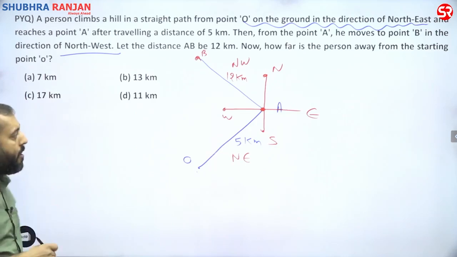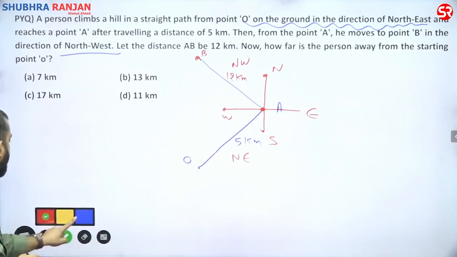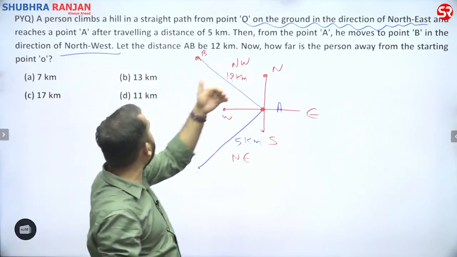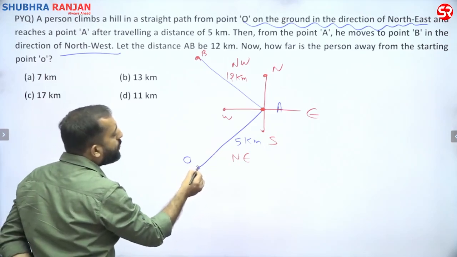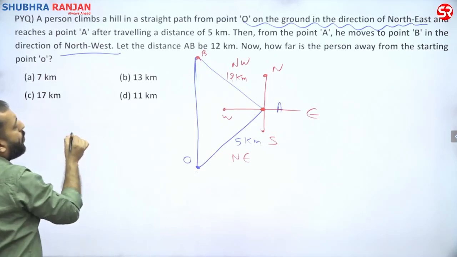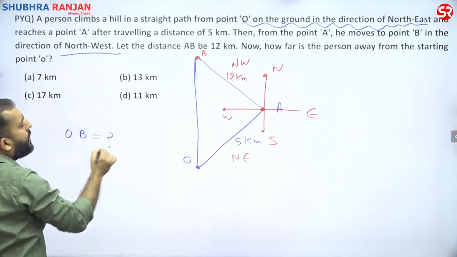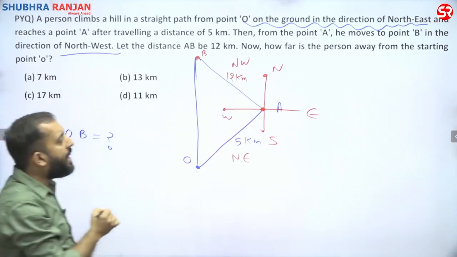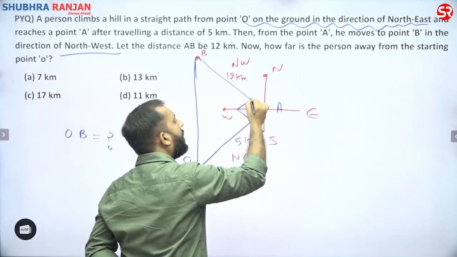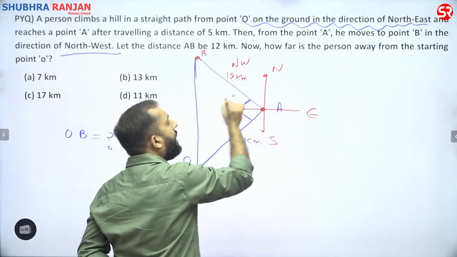Clear to everybody? Now finally, what we want to find out is how far the person is from the starting point. The starting point was O. From O to A, O to B. From O to B is what we want to calculate here. Now tell me, what will be the measure of this angle? It has to be 90 degrees.